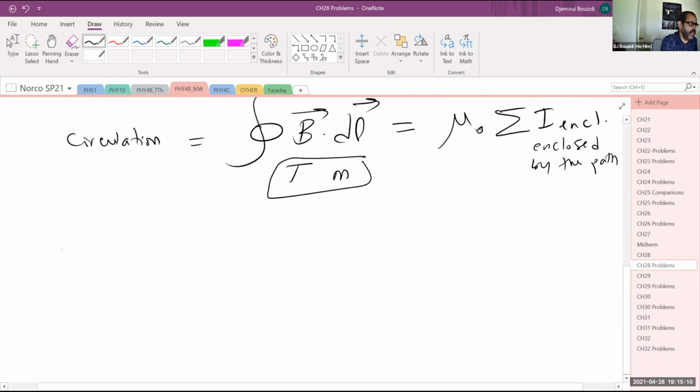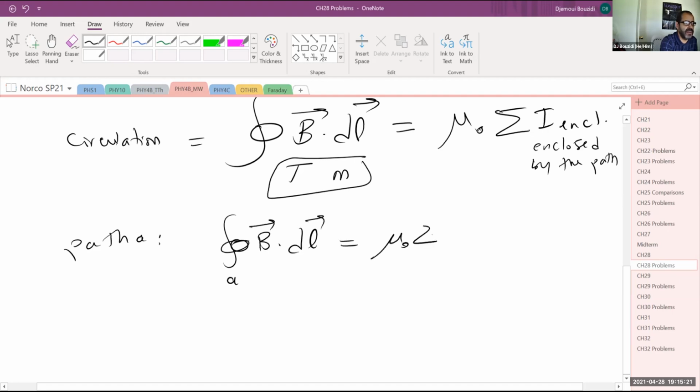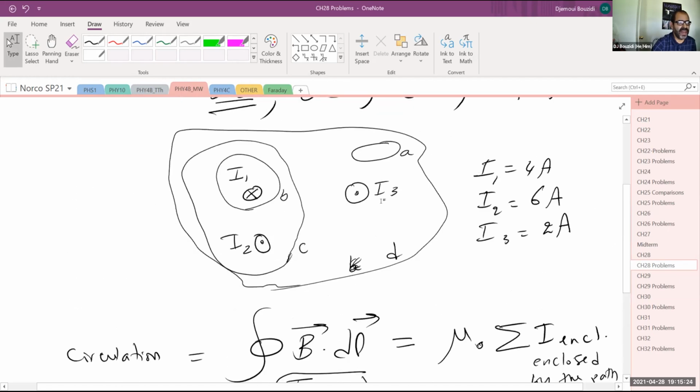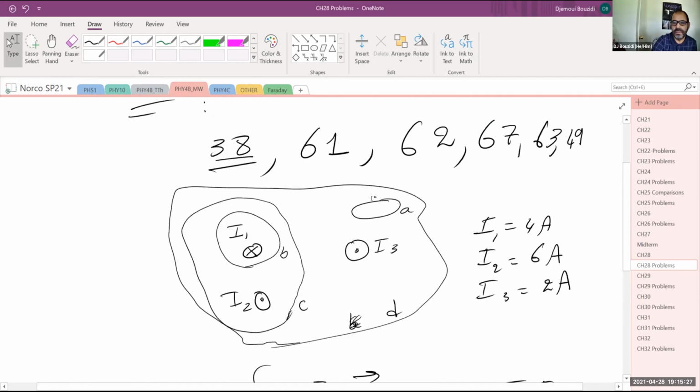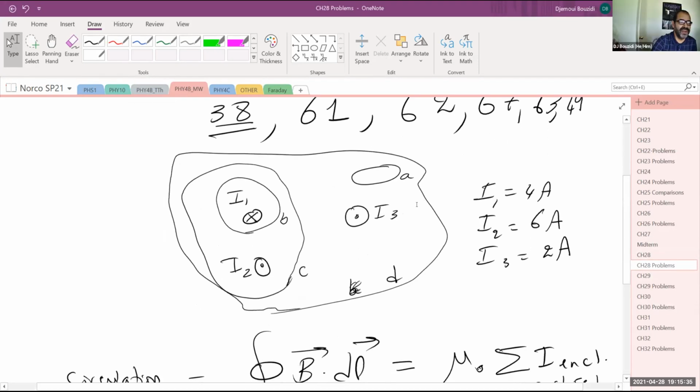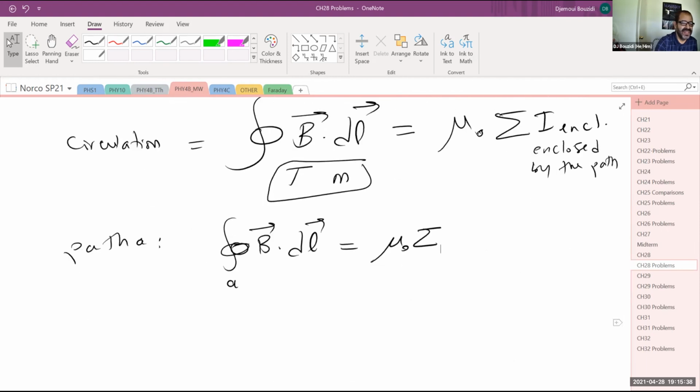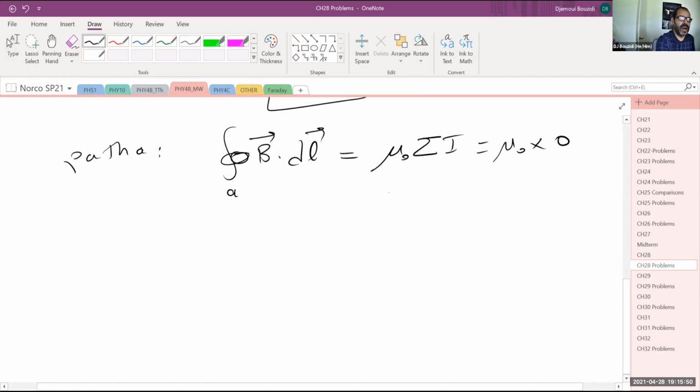So that's it. Let's find it for path A. The circulation through path A, the integral of B dot dl, is mu naught times the sum of the currents enclosed by path A. Look at path A. How many currents are enclosed? None. So we have mu naught times 0, and this value is 0. It's very simple. This is similar to the exam material, except there we were dealing with Gauss's law.